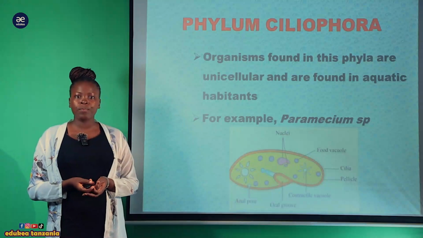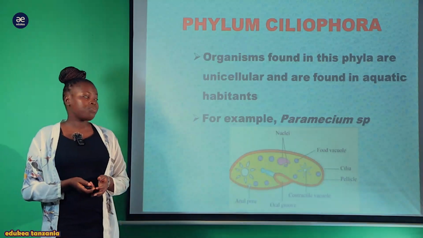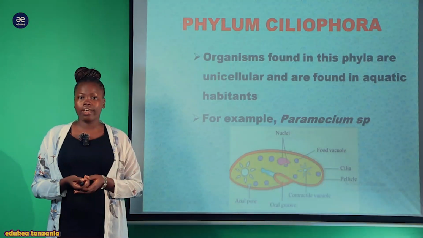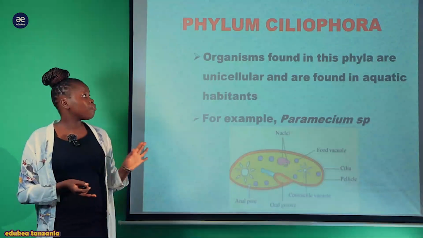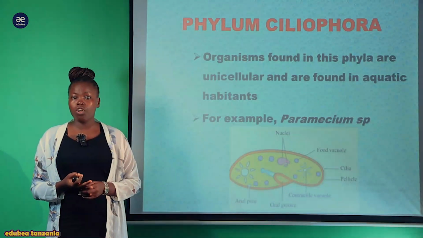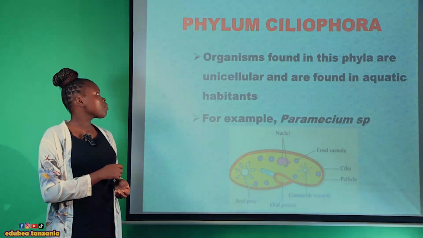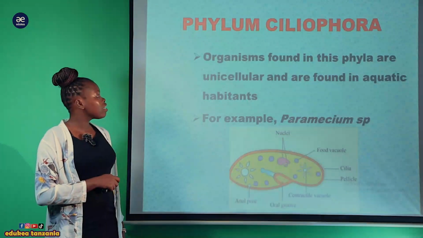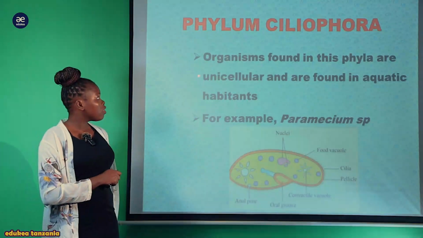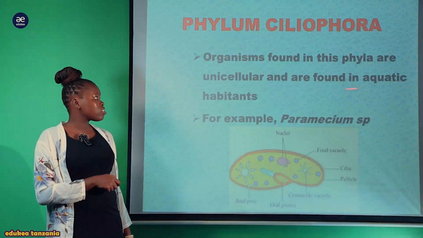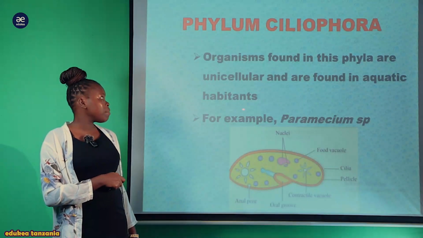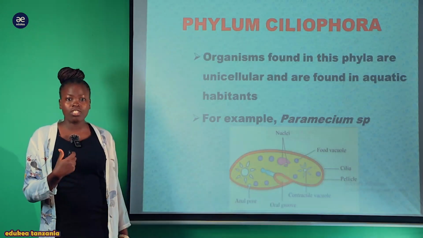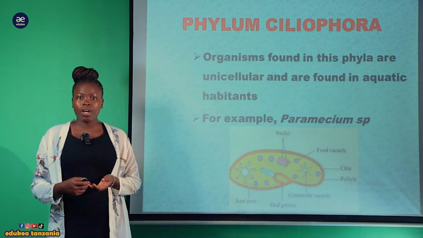Now let us look at the fourth phylum of the kingdom Protoctista, which is phylum Coleophora. The phylum Coleophora includes different organisms. The organisms found in this phylum are unicellular and are found in aquatic habitats. So the organisms found in Coleophora are aquatic. Also, they are unicellular organisms.